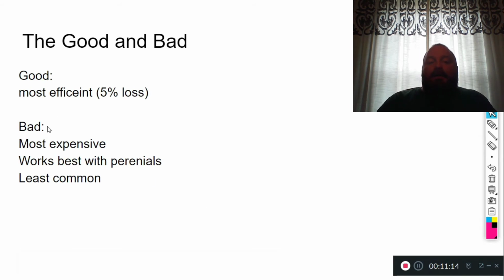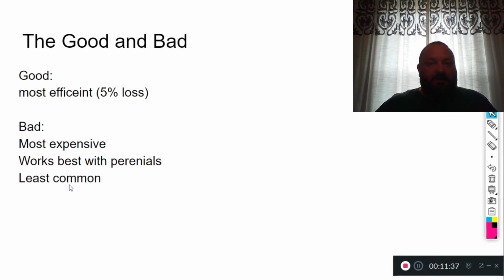So the bad part of it, the cons of it, it's our most expensive method, which makes it our least common. It also works best with perennial plants, but we don't plant perennial plants on farms very often. So if we're a strawberry farmer, this is going to work great for that. If we're a fruit orchard, this is going to work great with that. But we don't do a lot of that on industrial scale farms.